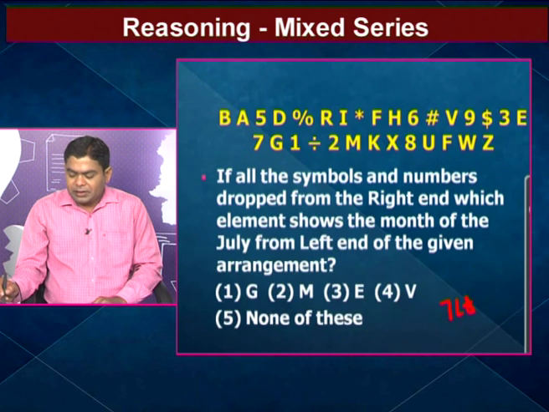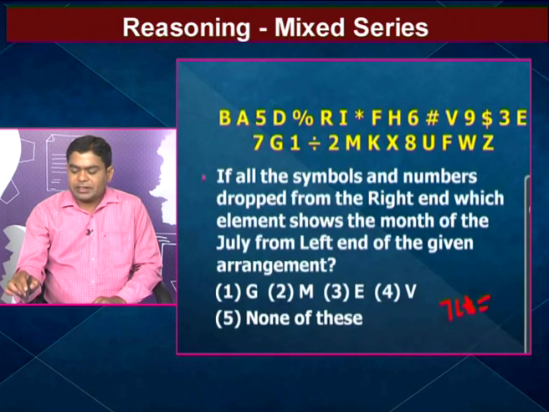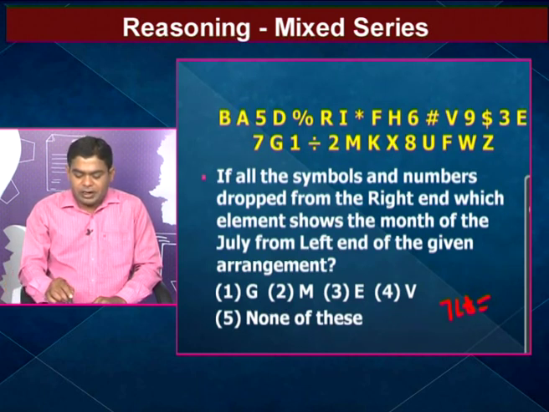Before counting the seventh left element, we drop the numbers and symbols. The first letter is B, then 1, 2 are dropped as numbers. The third element is D, and the symbol, percentage, is also dropped. So 1, 2, 3, next one is 4, 5, 6, 7. The seventh element is H. In our options there is no H. That's why the answer is none of these.